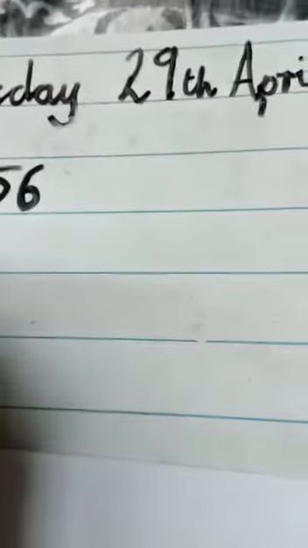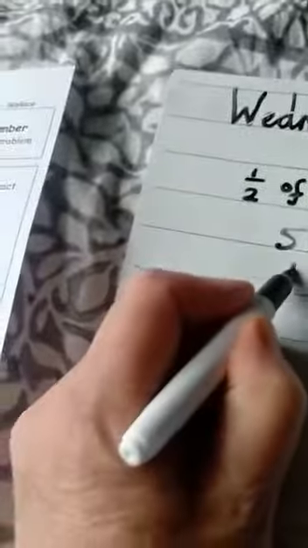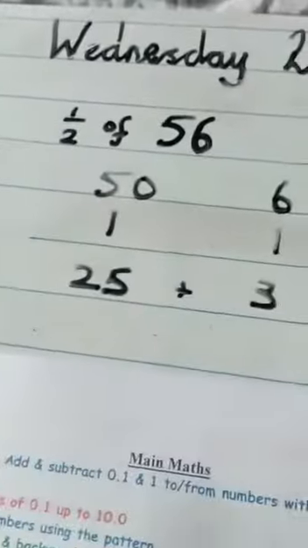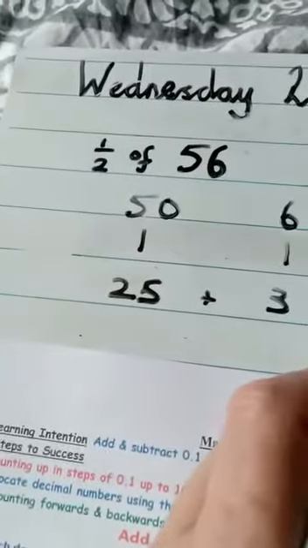So if we think about it, we partition the two-digit number. The 5 is 5 tens, 50, and the 6 is 6 units. And then all we do is half that. So half of 6 is 3, half of 50 is 25. And then all we do is put the two half numbers back together again. 25 plus 3, easy, 28. Okay, so you can do that for the rest.